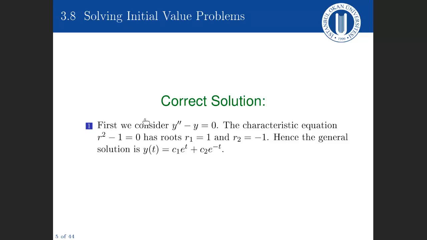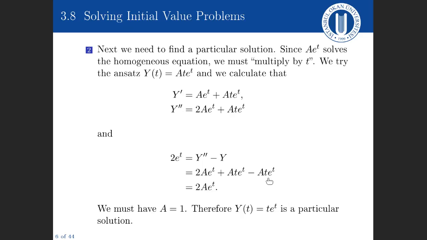How do we find the general solution to the homogeneous equation? We start with the characteristic equation. We find the roots of the characteristic equation, and then we can just write it down. In this case, C1 e to the power t plus C2 e to the power minus t. And then step 2, we need to find a particular solution.